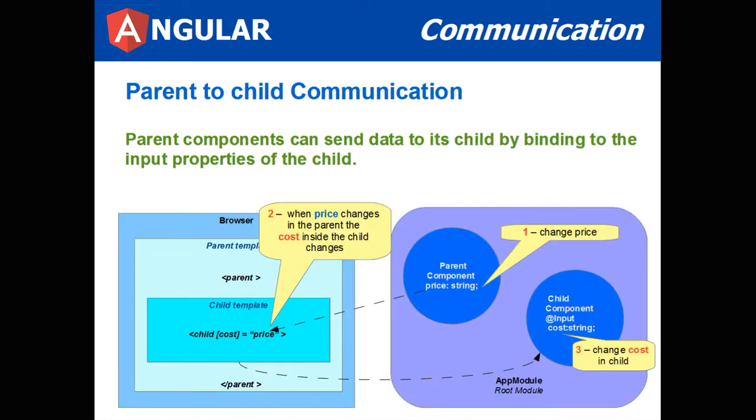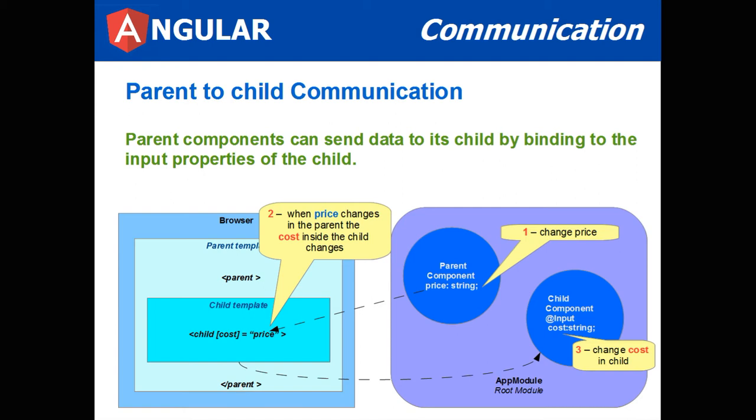Okay, so let's look at the first form of communication, parent-to-child communication. Parent components can send data to their child by binding to the input properties of the child. What I have here is a representation of a browser and a parent template, which corresponds to a root component. So we have a parent component template, and that is made up of a parent tag. The parent tag basically tells Angular to render this application so the user can interact with it.